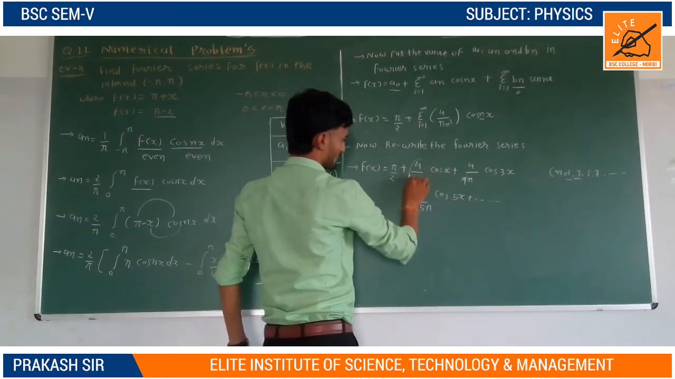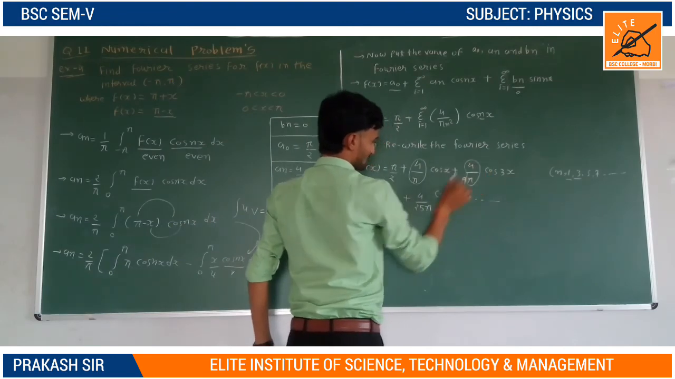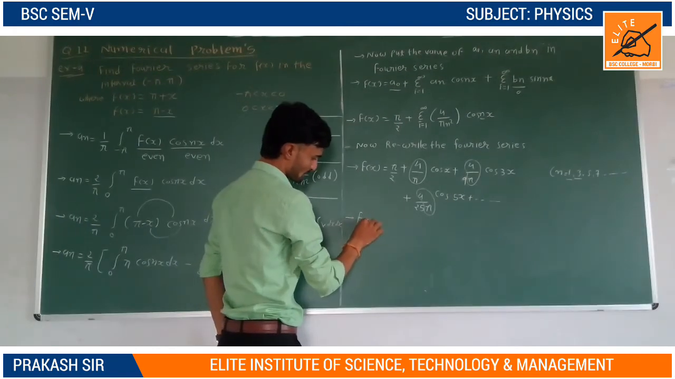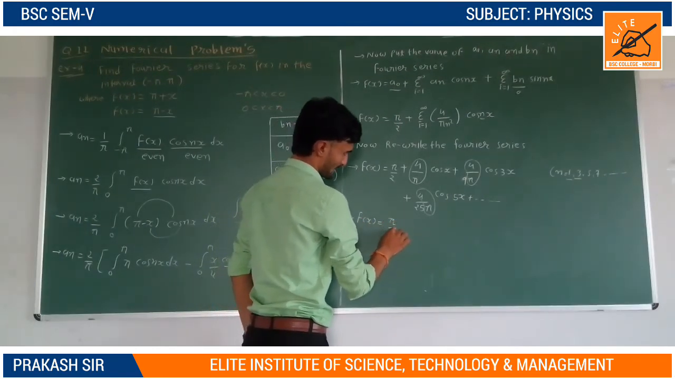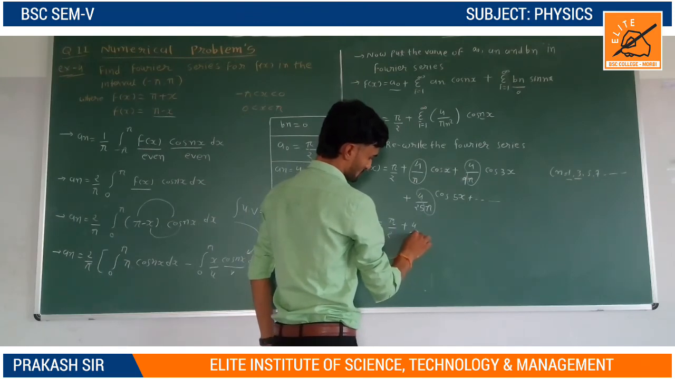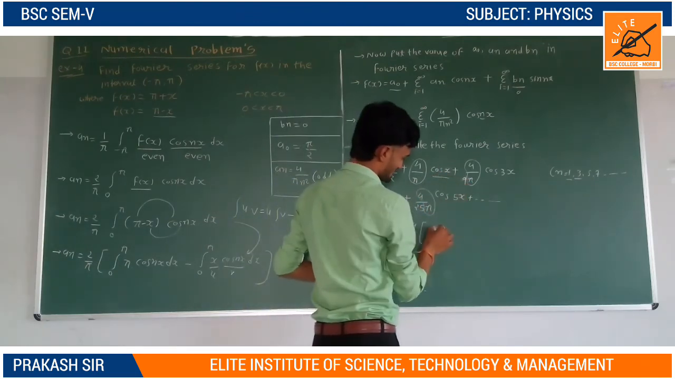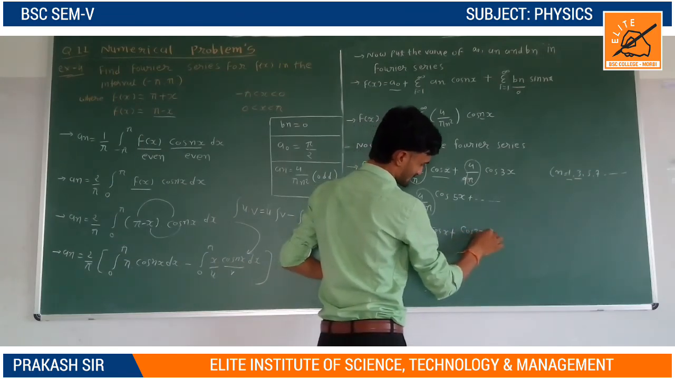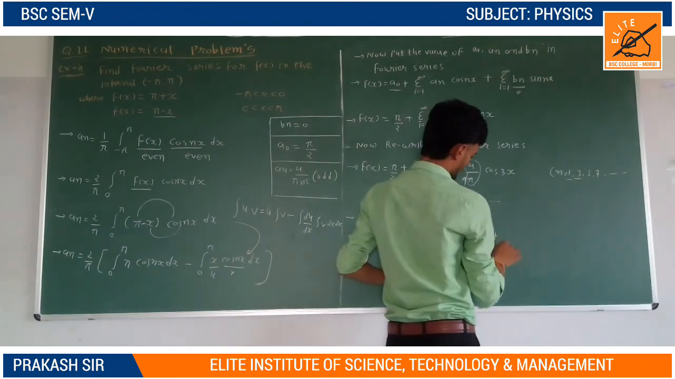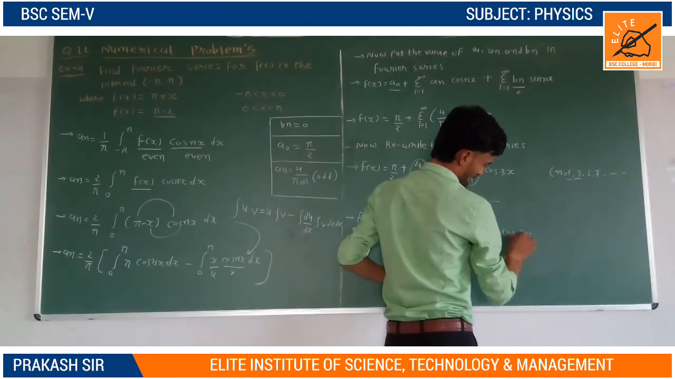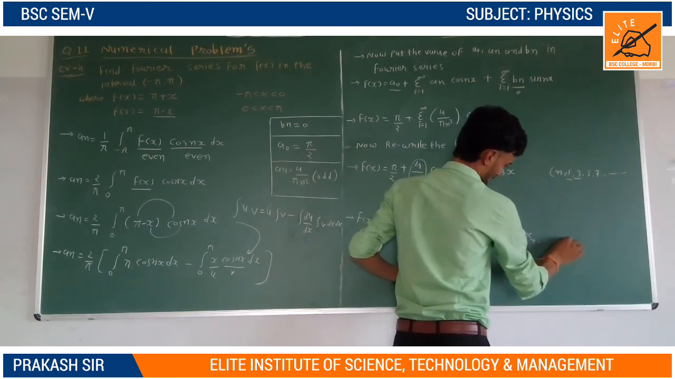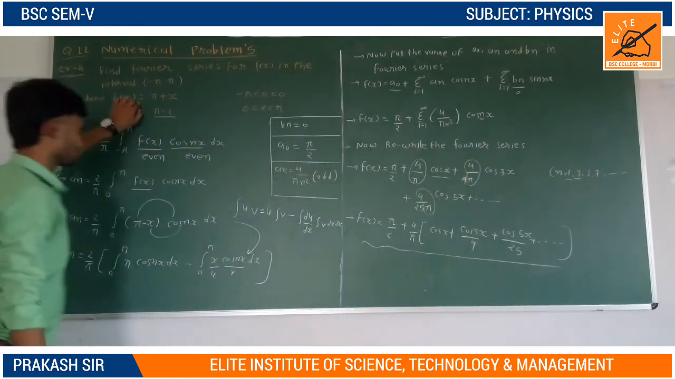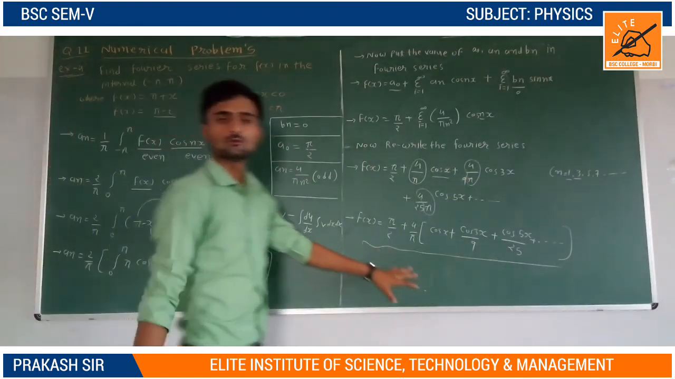So here 4 upon pi, 4 upon pi, 4 upon pi. Every term has a common factor. So f of x is equal to pi by 2 plus 4 upon pi common. So cos x, second term cos 3x upon 9, third term cos 5x upon 25, up to infinity. This is the Fourier series of f of x for this condition.